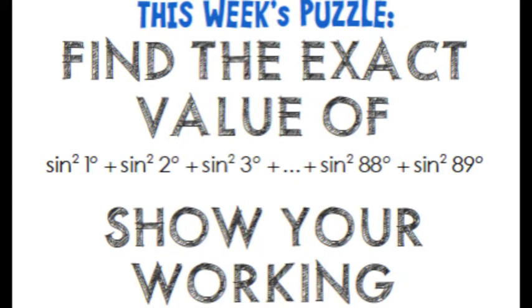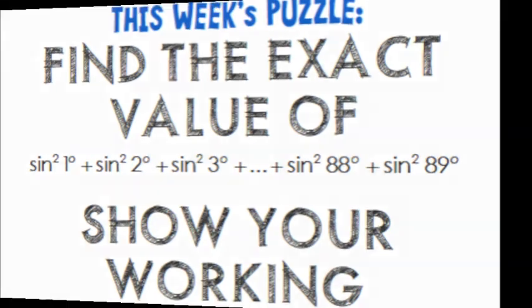This week's puzzle. Find the exact value of, it shouts out, maybe just to take up space. And what follows is just a big sum. It's the square of the sines of all the angles from 1 up to 89 degrees. And then it follows with, show your working. Presumably just to stop you using your calculator, just to type it all in and get the answer.